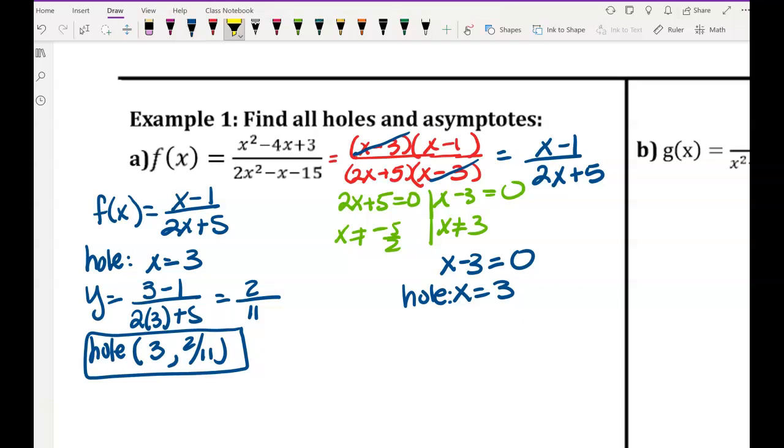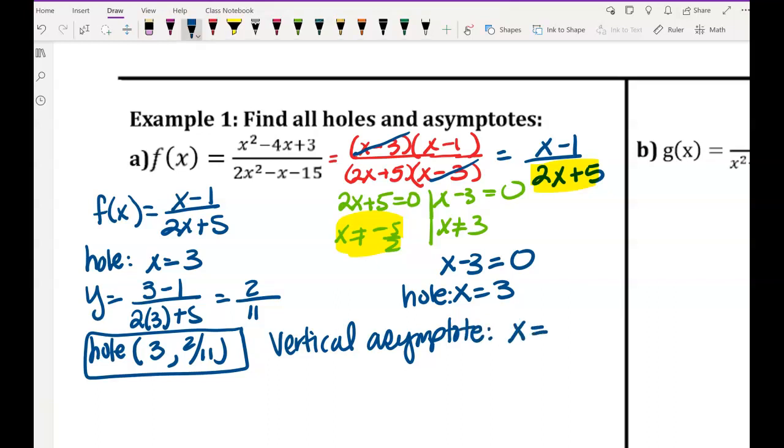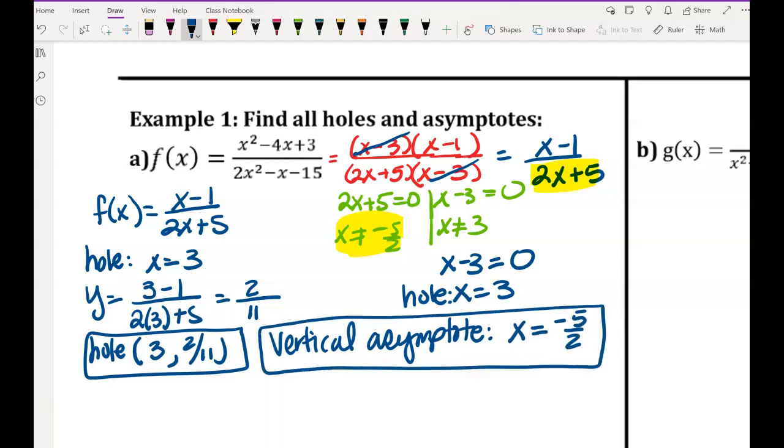Then, because this denominator stays, and we said it can't be, how do we write our vertical asymptote, students? Vertical asymptote is what's left after we simplify in the denominator. Instead of writing what x cannot be, it is a line, so we write what x is at, 5/2. So that's your vertical asymptote.